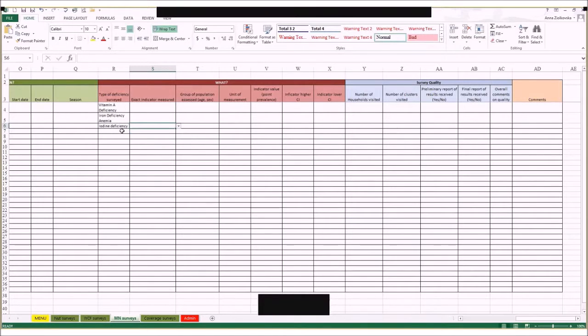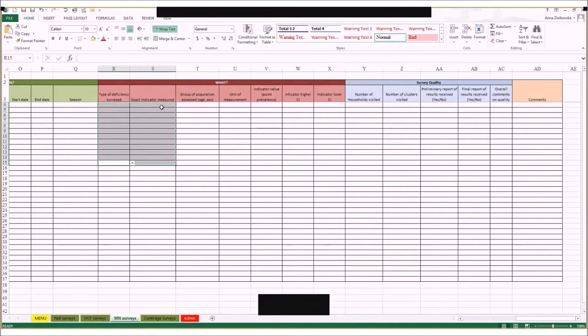We also kept "other", just in case, where you can specify in comments what other micronutrient deficiency you measured, because in some situations some other micronutrient deficiency can be of concern. But those three which we put are usually the most important. Then group of population assessed, unit of measurement of this indicator, indicator value, and the confidence interval.